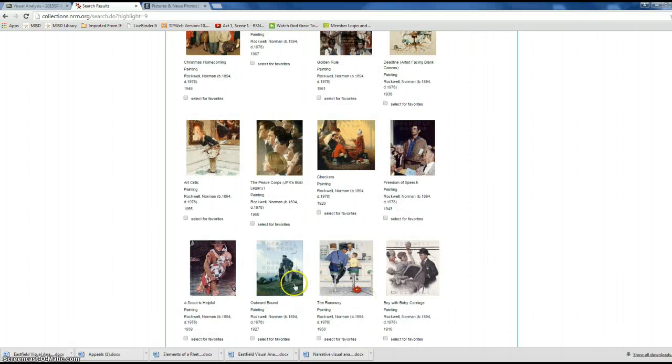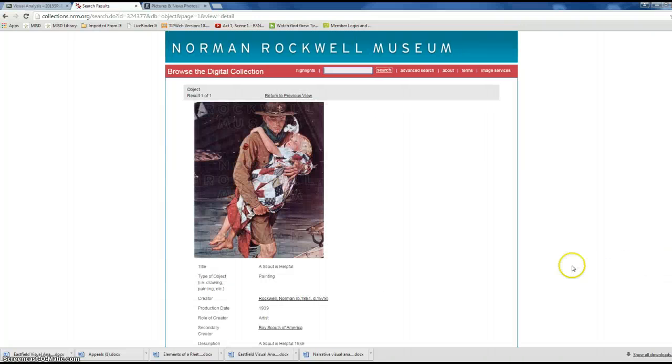Okay, now the Norman Rockwell Museum has some beautiful images that tell different stories, and so you can scroll through this and perhaps find an image that you like. Okay, again, here's the focal point. The girl in the little patchwork quilt. Why is it a patchwork quilt? And so that might be something that you want to discuss in your analysis.